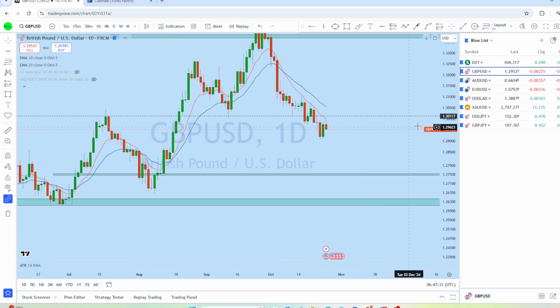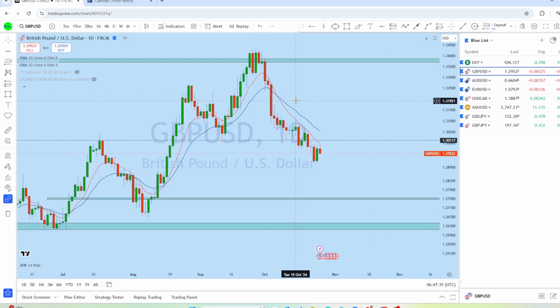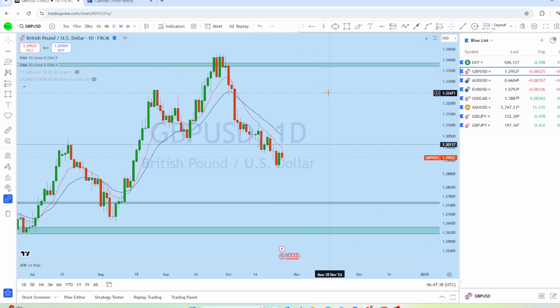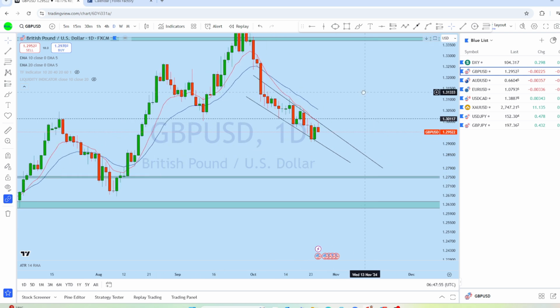If we drop down to the daily, we can see that downtrending market structure on the daily time frame as well. We have seen that after formation of this daily doji, the market managed to break, and then it was moving in this descending channel for an extended period of time, and currently the market is in that channel, which is a bearish price action.